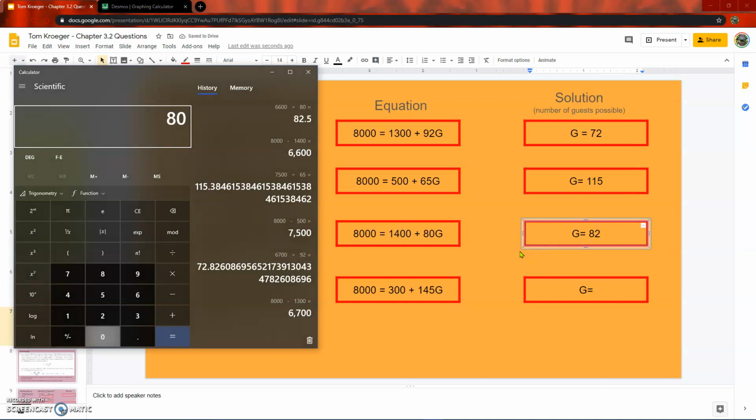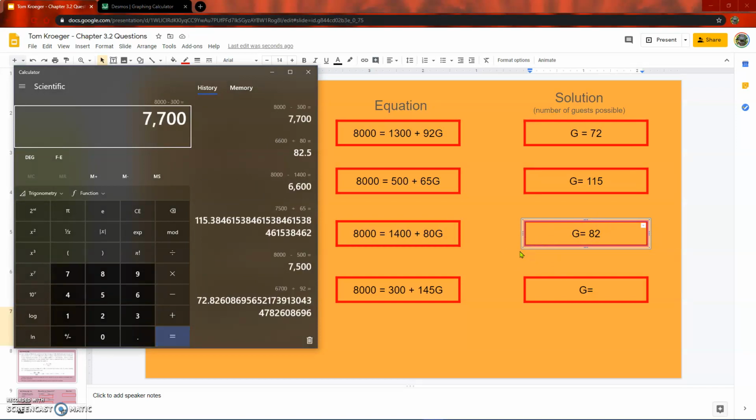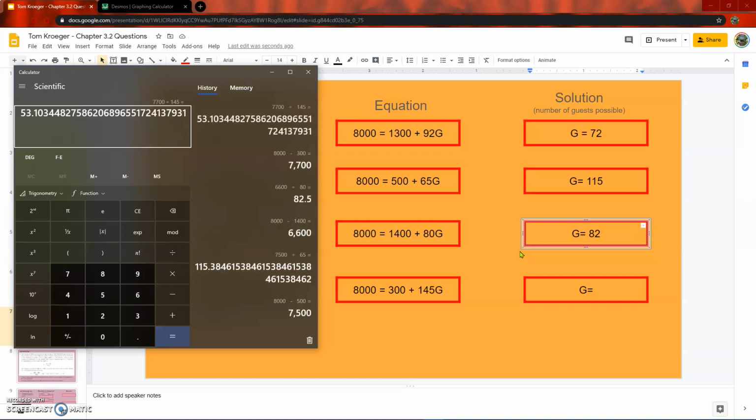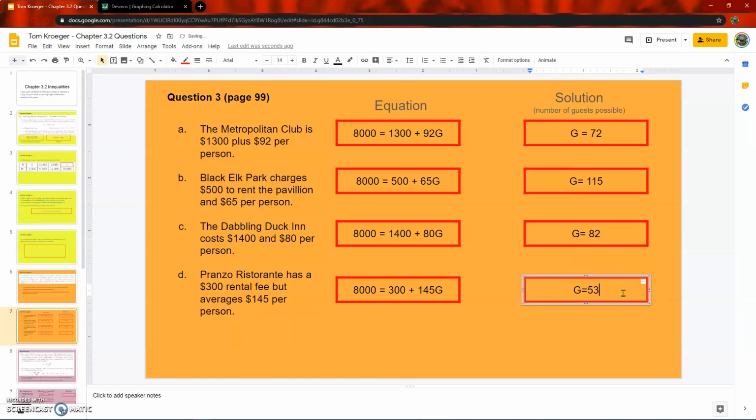And finally, $8,000 minus 300 gives us $7,700 divided by $145 per person equals 53 guests only. 53 guests only. And that is as much as they could do. Seems like, oh, only $300, but because it costs $145, they can't invite any more than 53 people. All right, and I'll pause there, and I'll continue the next part in the next video.